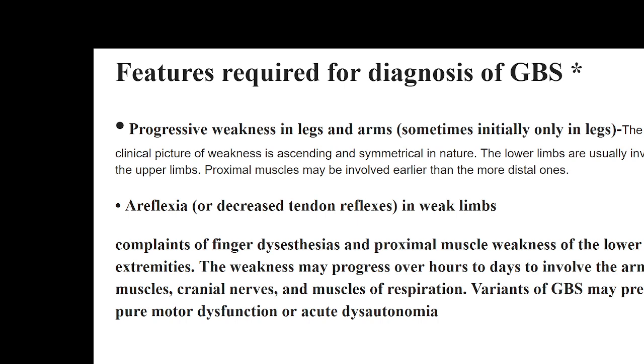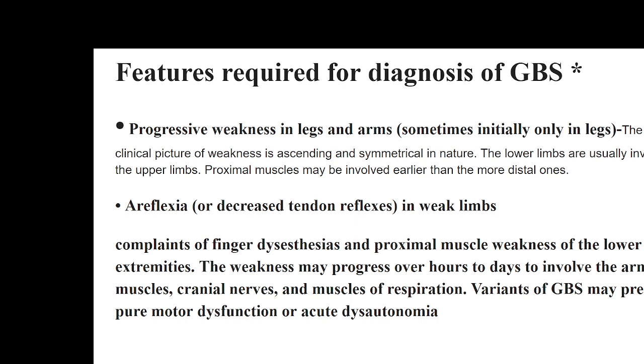The feature required for the diagnosis of GBS is progressive weakness in the legs and arms, sometimes initially only in the legs. The classic clinical picture of the weakness is ascending and symmetrical in nature. It starts with the smaller, distal-most muscles like the phalangeal muscles, and then gradually ascends up. That gradual ascending progression is one of the characteristic features, along with absence or decreased tendon reflexes in weak limbs.